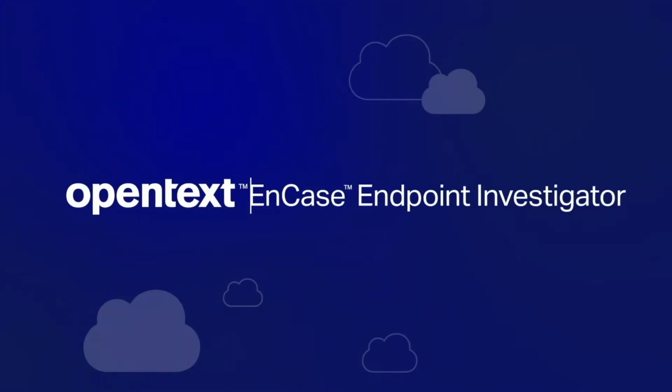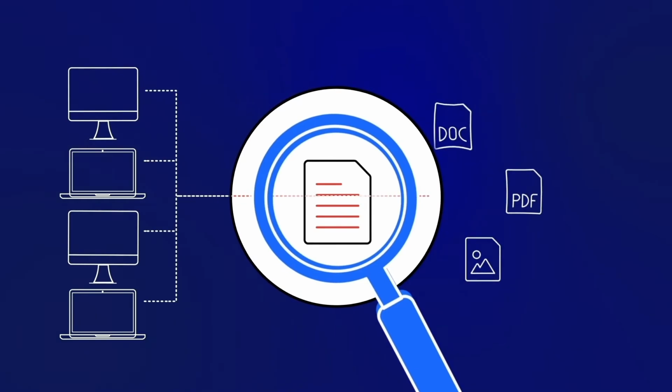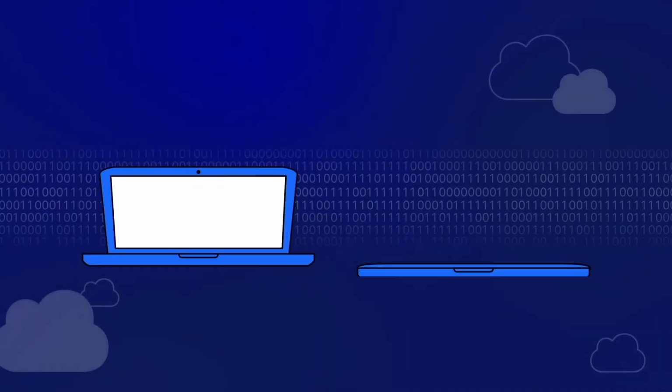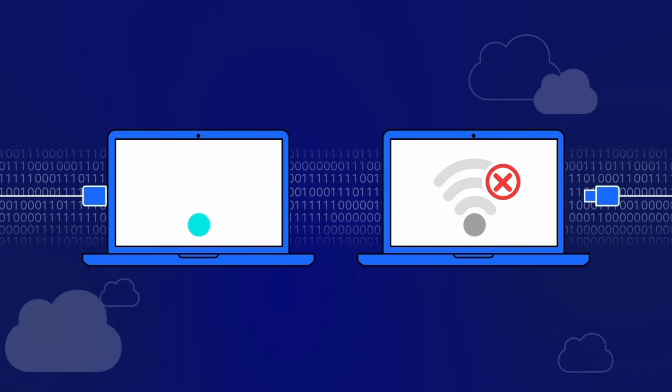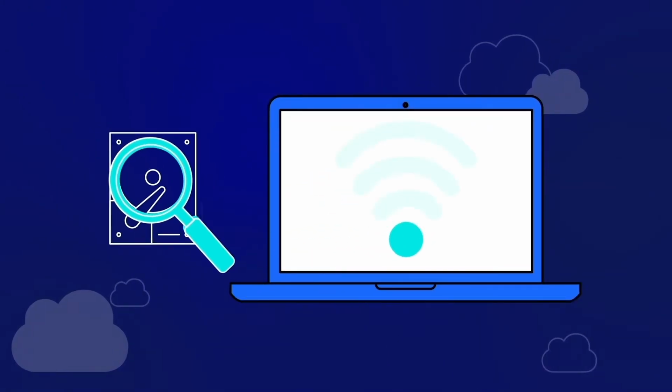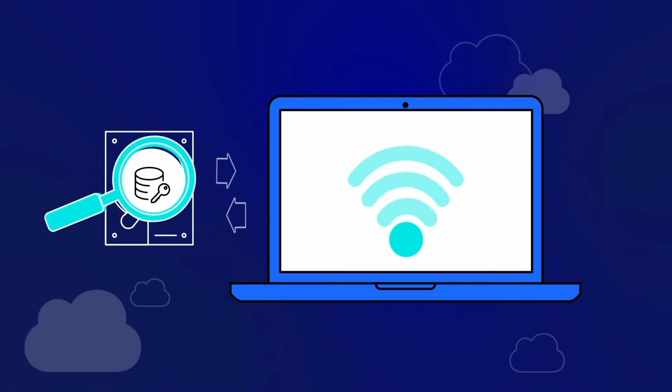EnCase Endpoint Investigator allows you to search across multiple operating systems and collect relevant information pertaining to your investigation, whether the employee's computer is on or off the network from a single solution. Plus, you can examine the entire data content stored on the target machine hard drive, including encrypted data.